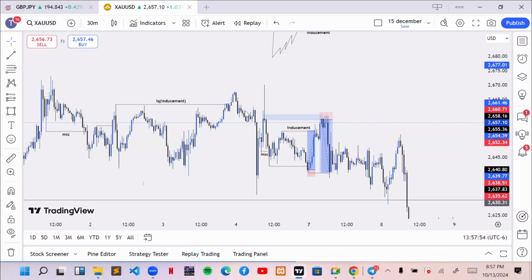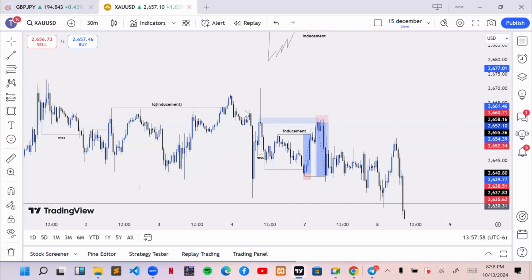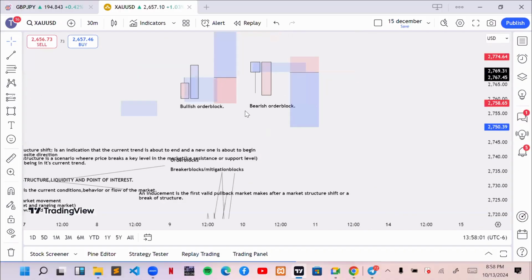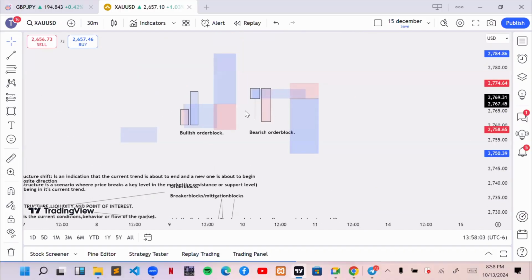I'll see my market structure sheet. I'll see my inducement. Let's now look at point of interest. There are two types of order blocks: the bullish order block and the bearish order block. Bullish order block is for when you're looking for buys, bearish order block for when you're looking for sells.